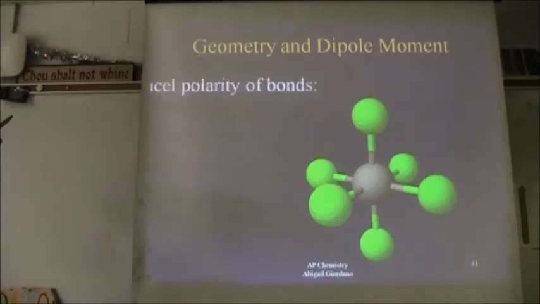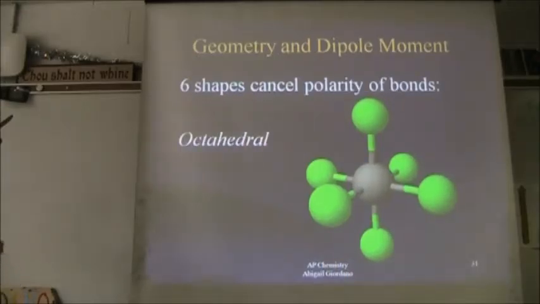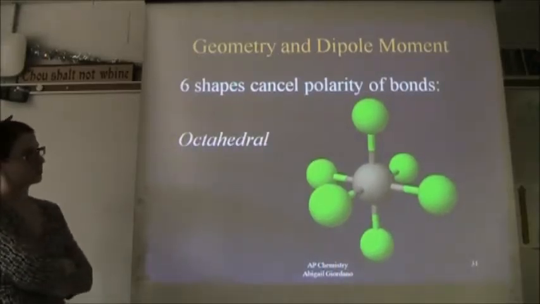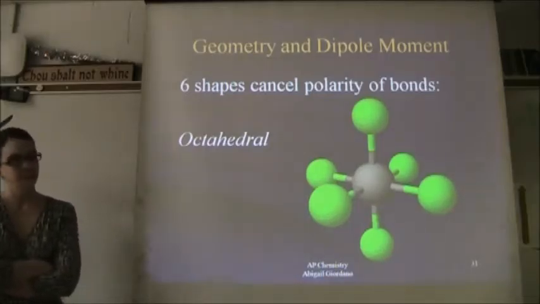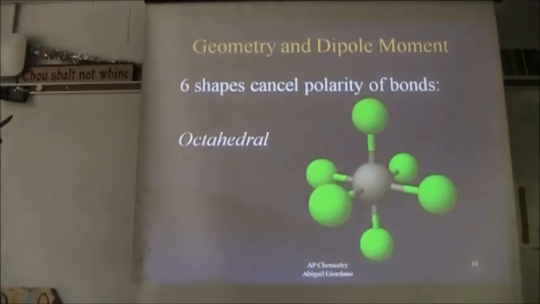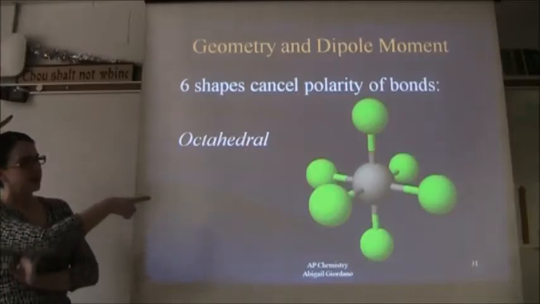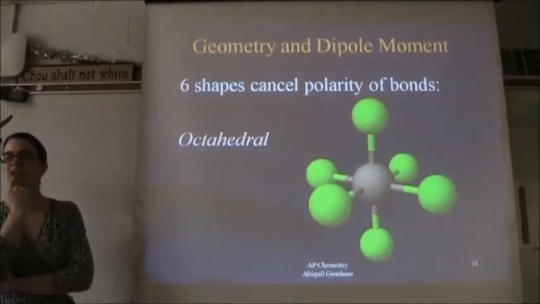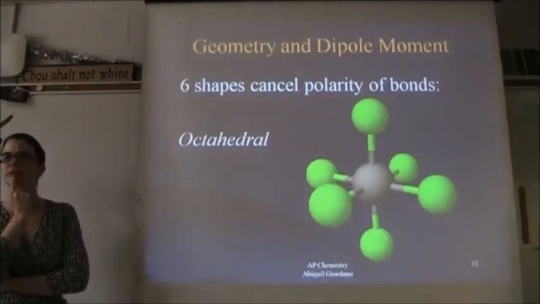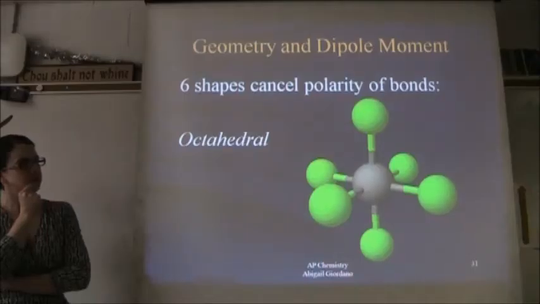Here's another one, my favorite. It's called octahedral. Now, what do these shapes all have in common? These are all shapes that can cancel out polarity. Just out of curiosity, just want to see if anybody notices this. This shape contains how many total bonds? 6.